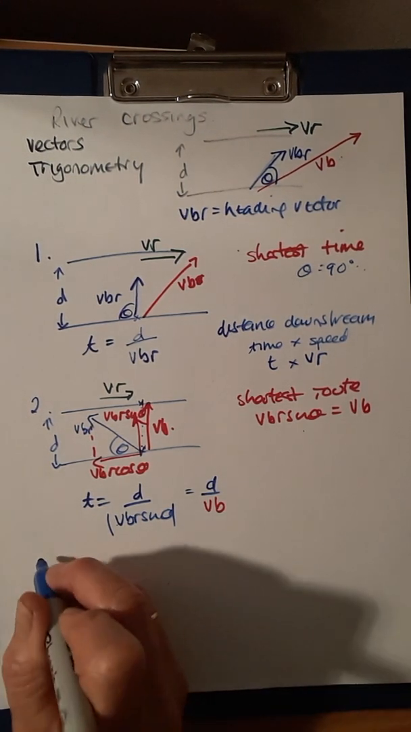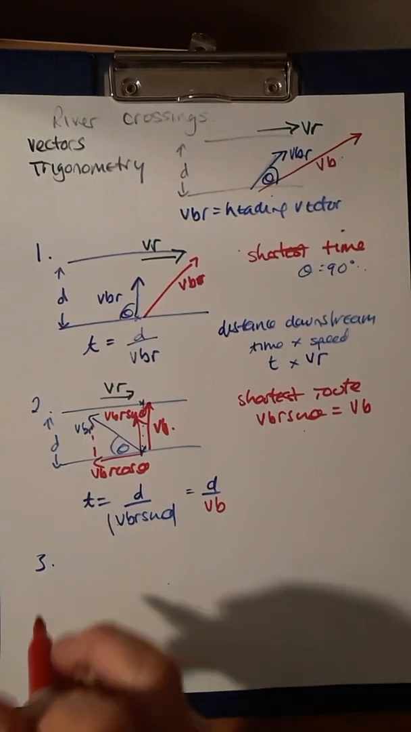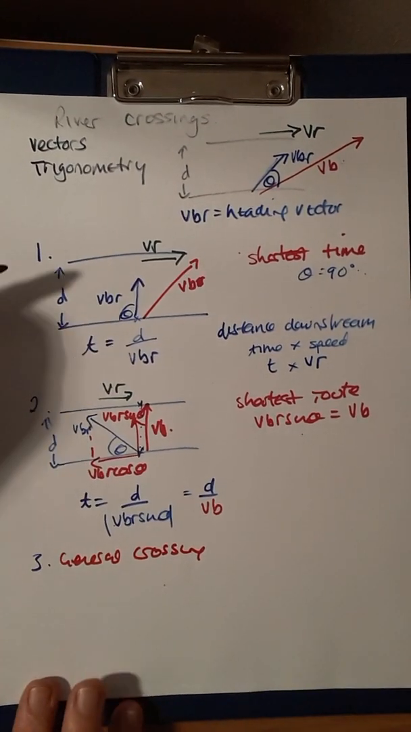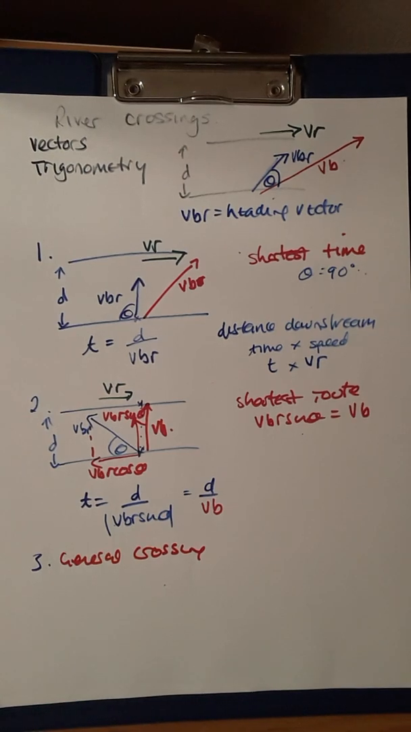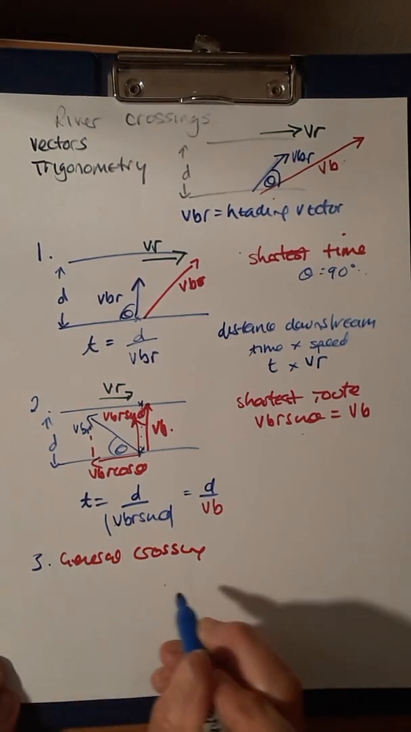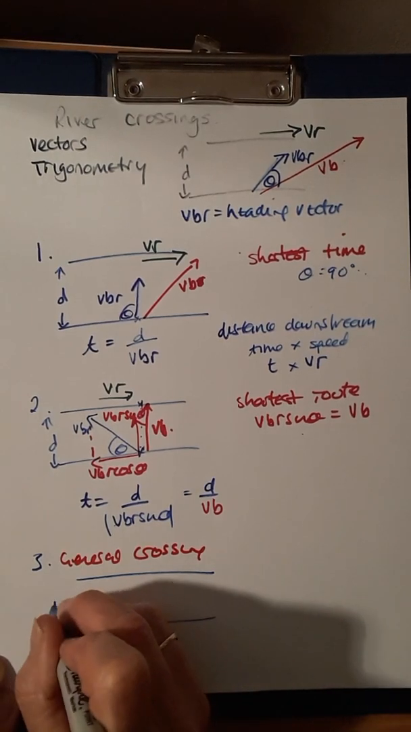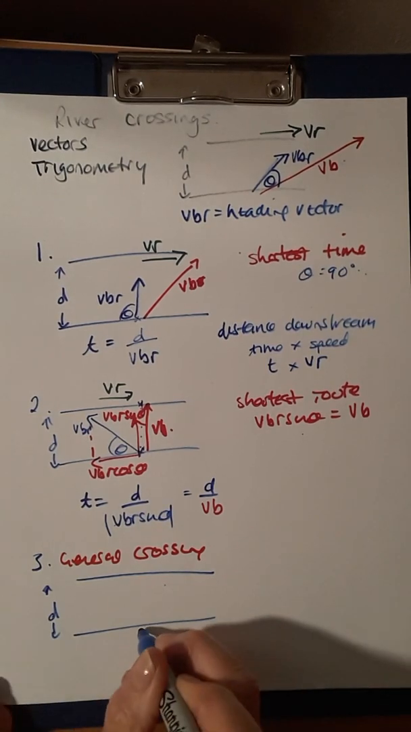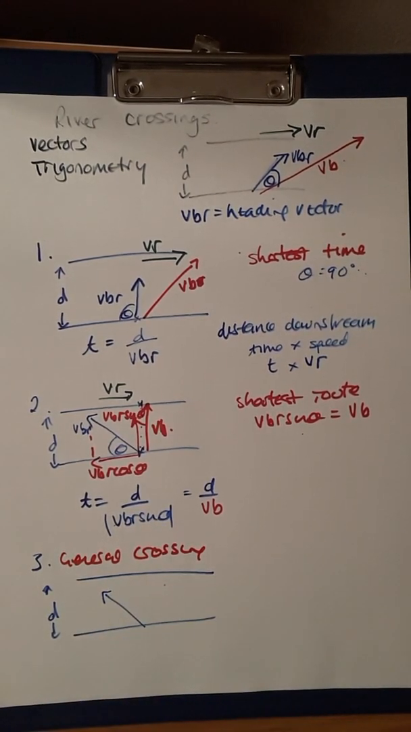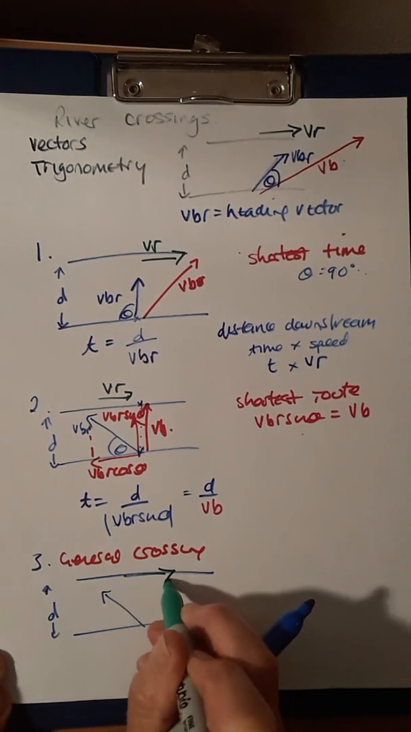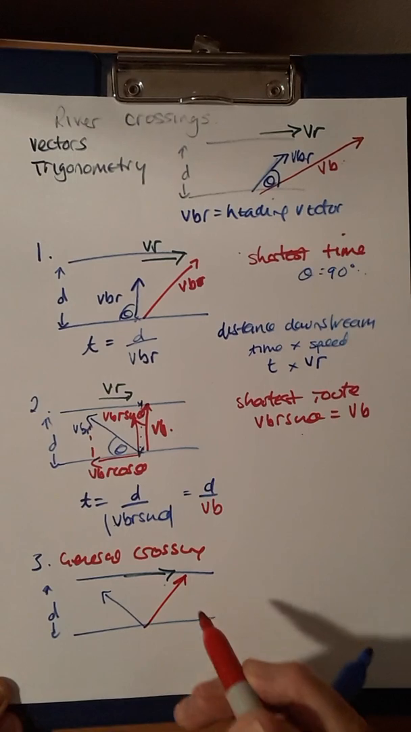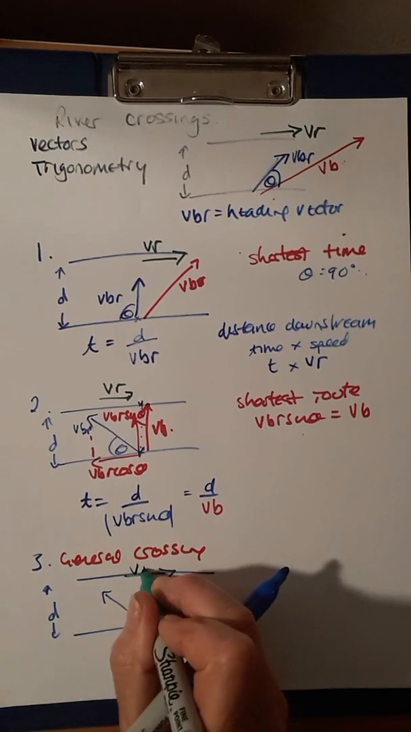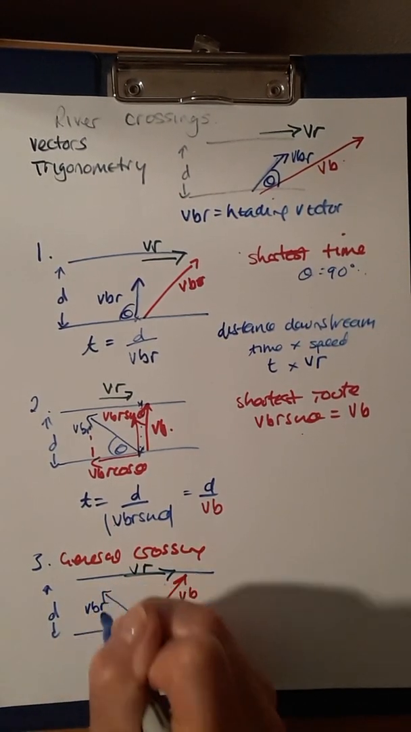Now, the third situation, we'll just call this a general crossing. So this is any crossing. The first two are special conditions. First one is the shortest time, second one shortest route. This one, let's take this as a general crossing. We're crossing a river, d meters wide. Let's say that we head upstream. The river is pushing us downstream. So what will happen is we'll end up down there. So that will be our actual velocity.